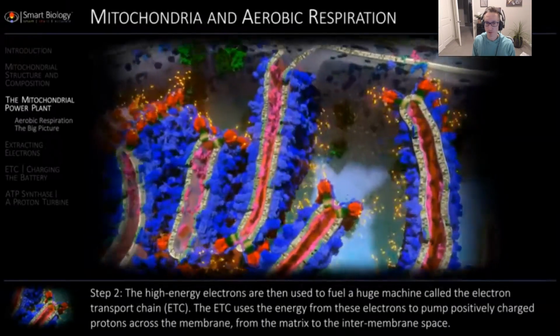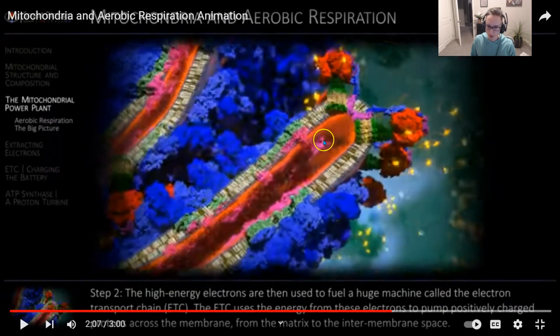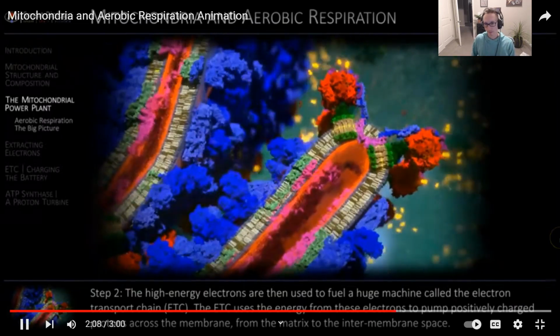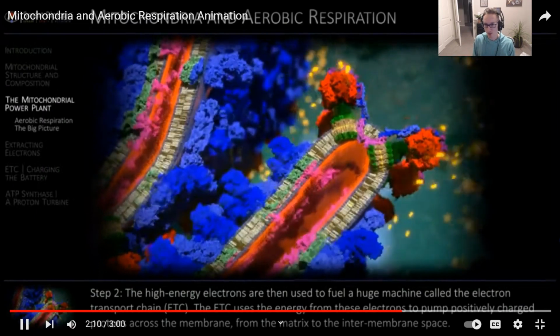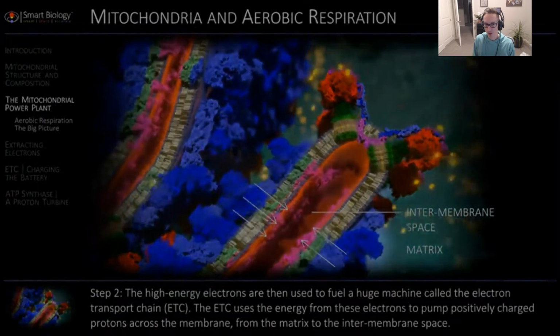So those are the proton pumps. So these purple things are pumping protons into this inner membrane. That's what all these are. They're using those electrons to pump a bunch of protons in here. And those protons want to run this turbine to get back here. And you see that turbine spinning, bro. From the matrix to the intermembrane space.